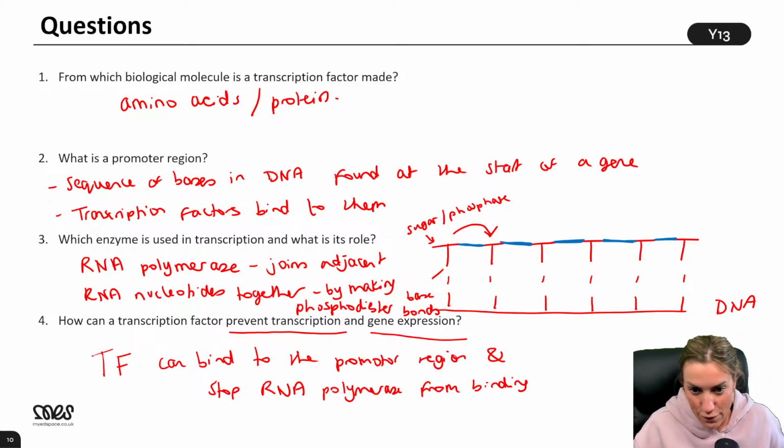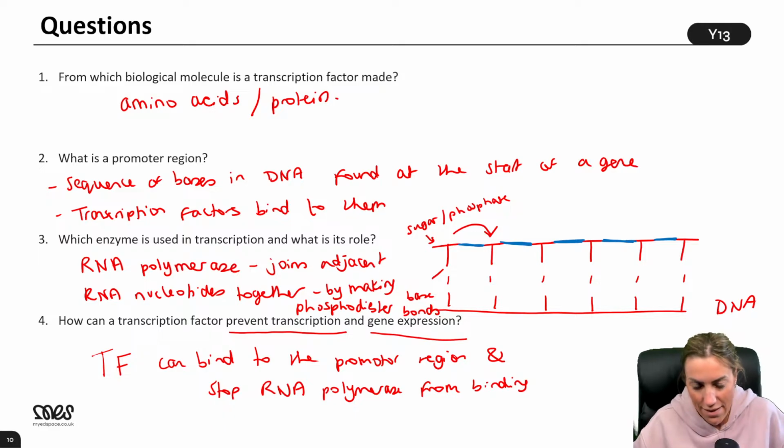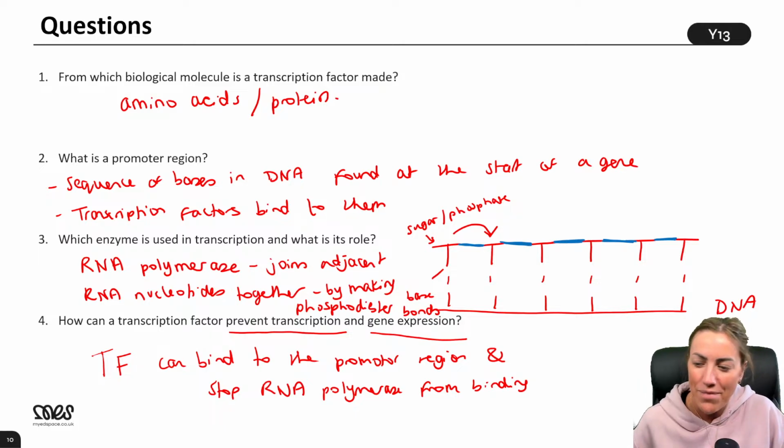Yes, exactly. Silver, it can prevent it by stopping RNA polymerase from binding, so it can't join the nucleotides together, prevents transcription. Can you abbreviate transcription factor to TF? No, I wouldn't. I wouldn't in an exam.